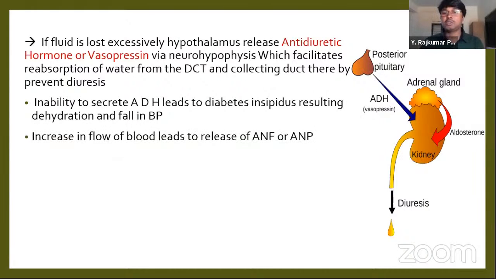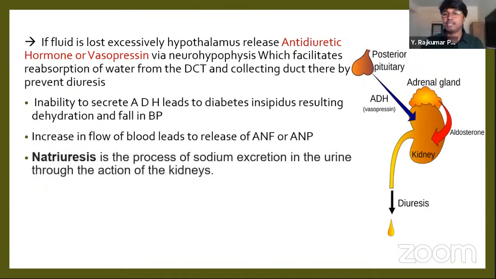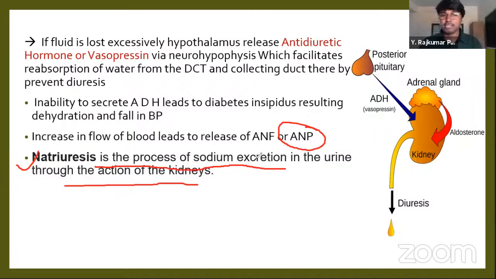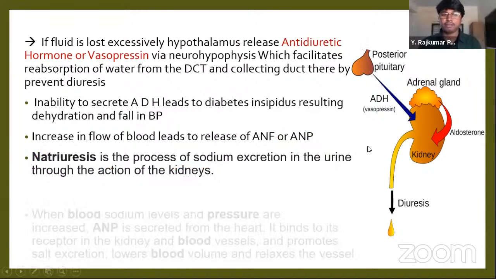Okay, dear students, let's see. An increase in blood flow leads to the release of atrial natriuretic peptide. You can see here ANF, atrial natriuretic factor, or atrial natriuretic peptide, ANP. What it does is it promotes natriuresis. The process of sodium's excretion in the urine through the action of the kidneys is called natriuresis.